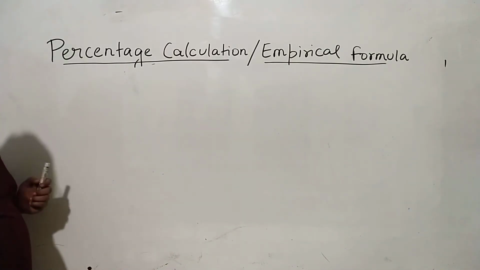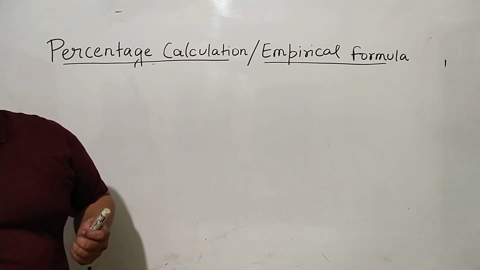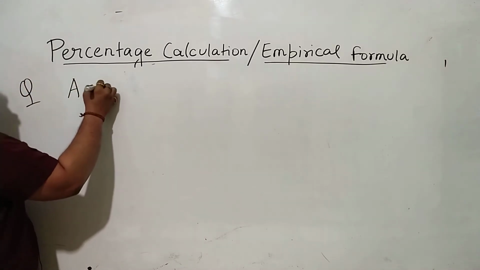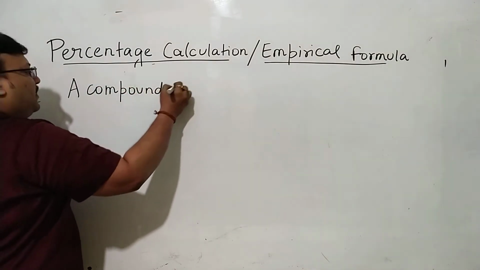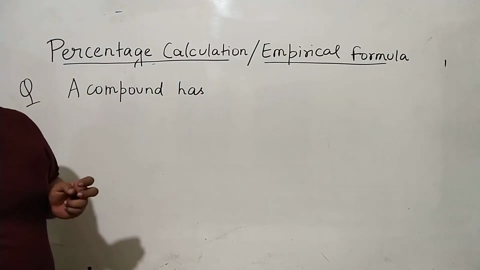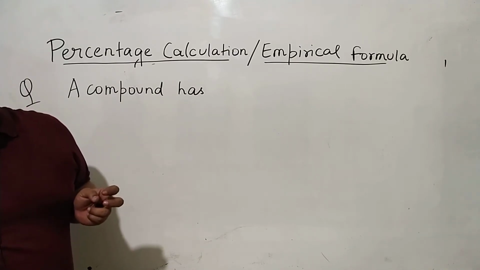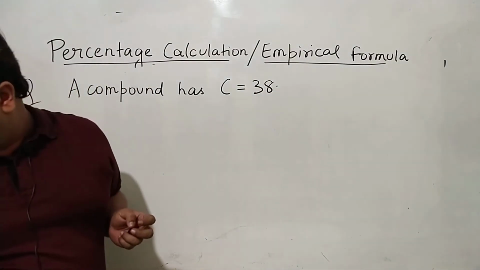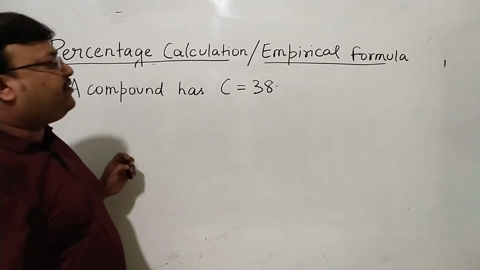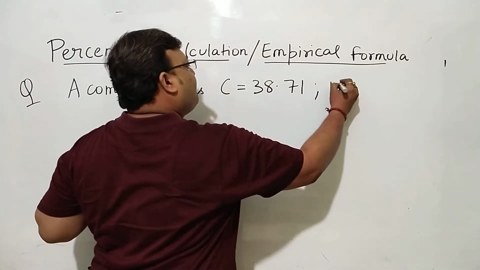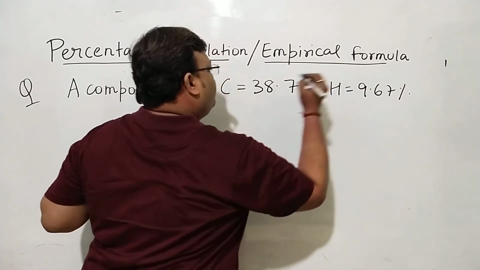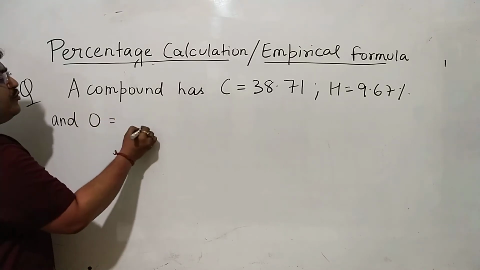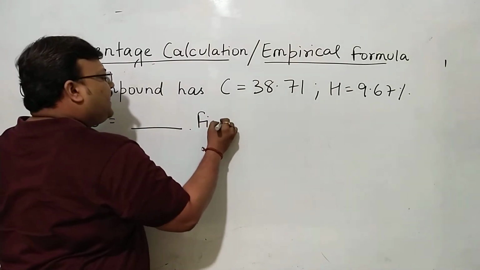Suppose I read another problem, which is a compound containing carbon, hydrogen and oxygen. It has 38.71% carbon, 9.67% hydrogen, and oxygen. Now this oxygen has to be calculated. Find the empirical formula.